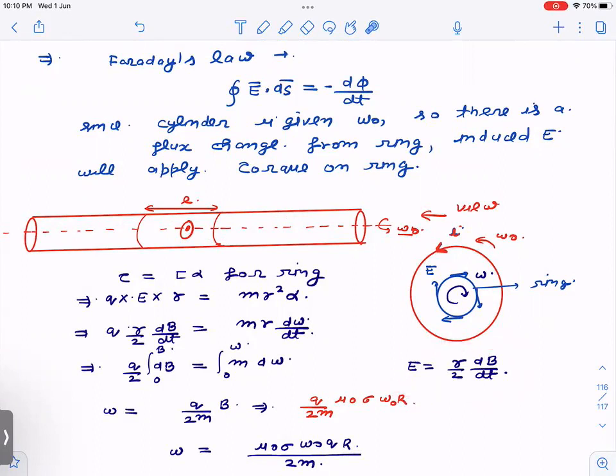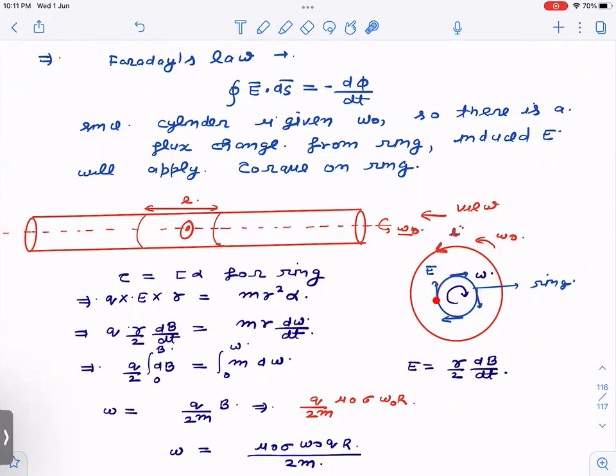In this view, the cylinder looks like this and it is rotating this way. This is the current, and that's the ring. Since the cylinder is rotating this way, initially there was no magnetic field and finally there is a magnetic field. Whenever there is a change in magnetic field, there will be an induced electric field. In cylindrical symmetry cases, it is circular, tangential. So this is the direction of the induced electric field. It will be opposite to the direction of omega naught, because the magnetic field changes from zero to some value, so it is increasing, and the induced field will try to oppose it. This is the induced electric field direction.